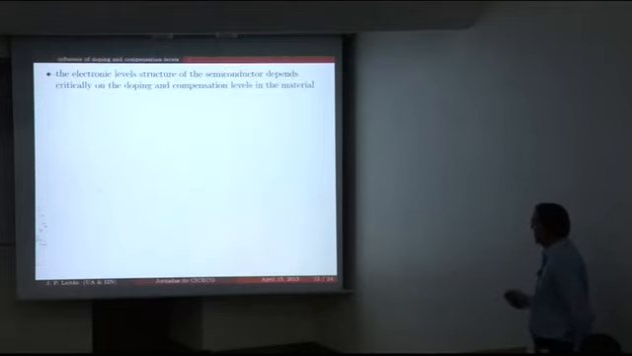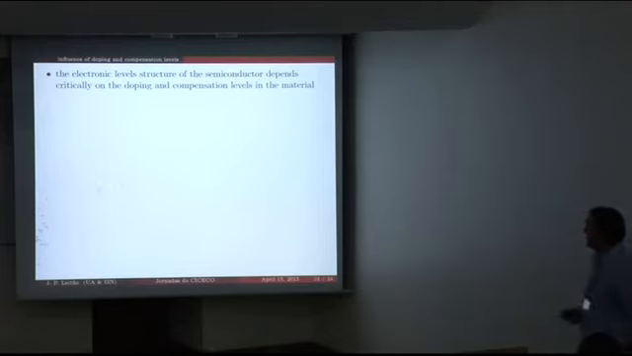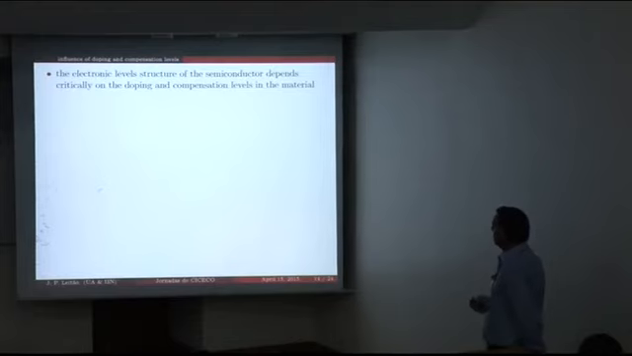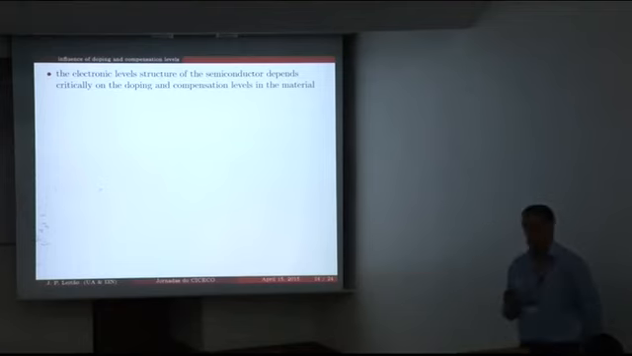So, moving now to the influence of doping and compensation levels, I will present some results from the literature that I think will help the interpretation of our data. We know that the electronic level structure of the semiconductor depends critically on the doping and compensation levels in the material.